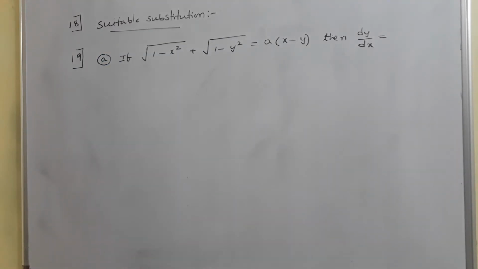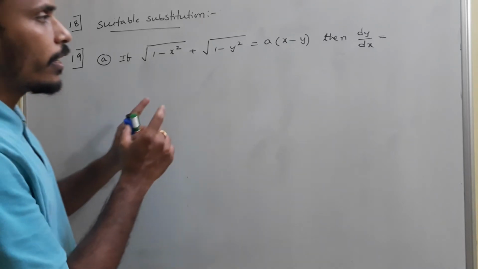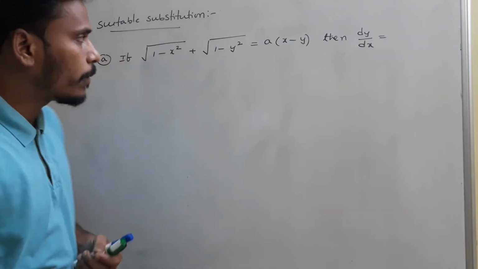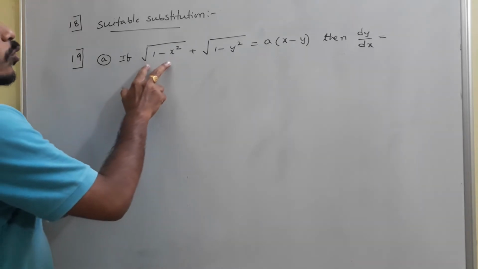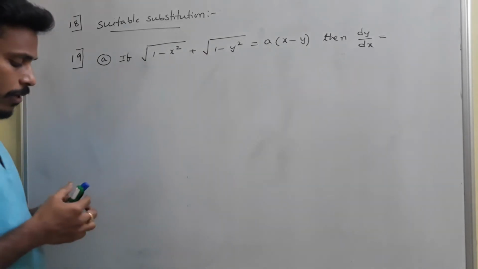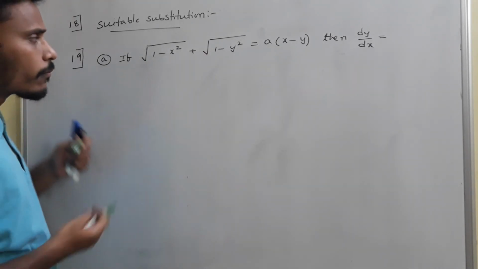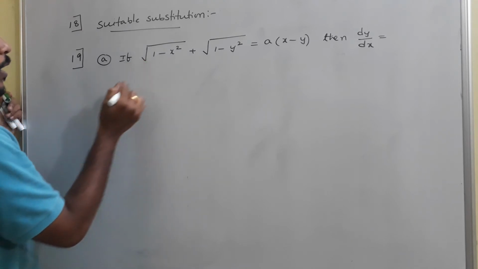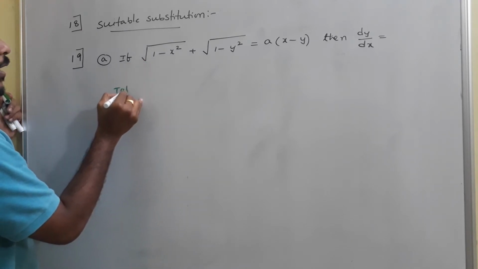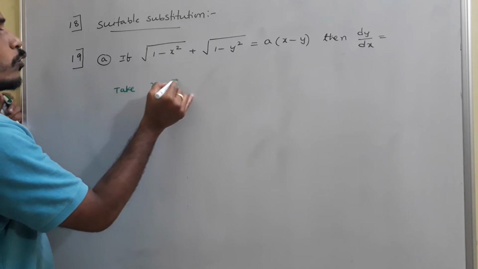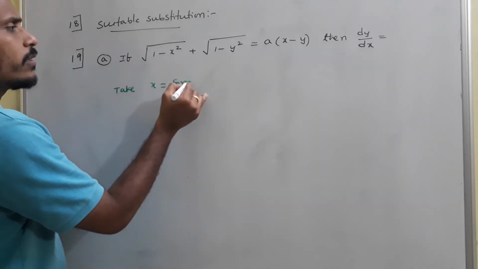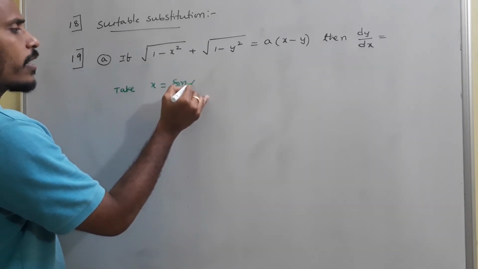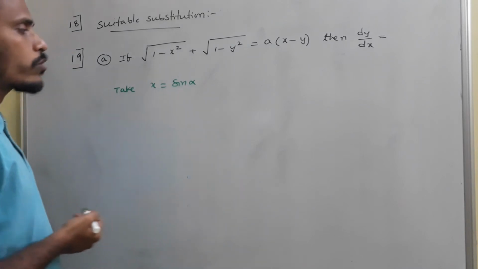So next problem in this method of differentiation. If root of 1 minus x square plus root of 1 minus y square is equal to a into x minus y, then find dy by dx. See here, root of 1 minus x square and root of 1 minus y square are involved. This 1 minus x square is suggesting us to take x equal to some sin theta, or you may say some sin alpha. x is equal to sin alpha.